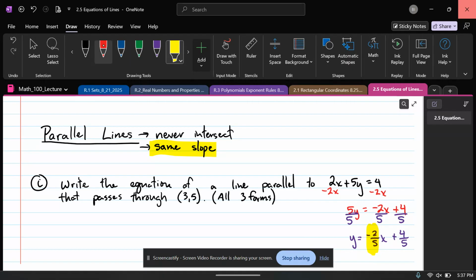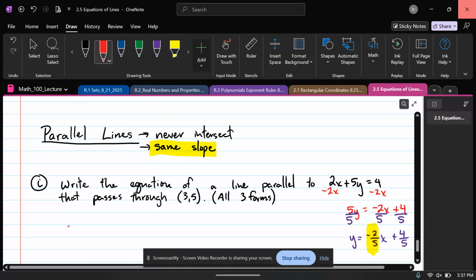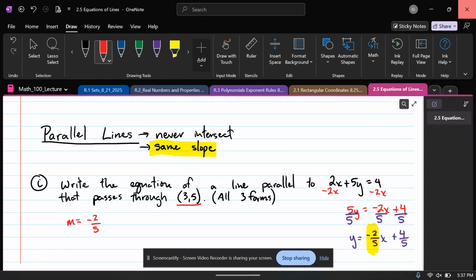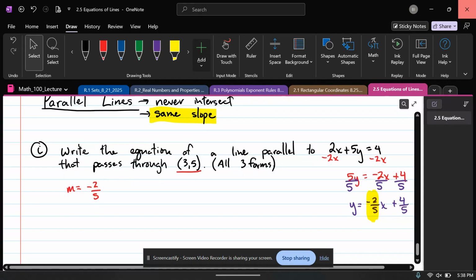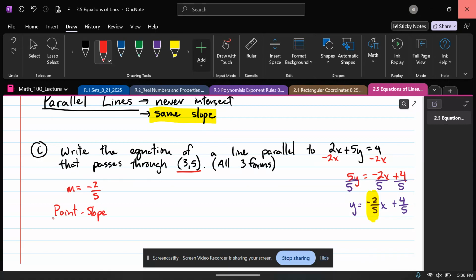Okay? So my slope is negative 2/5. I have the ordered pair (3, 5). So I'm going to start in point-slope form. I only have one ordered pair, so there's only one point-slope form to this. So my point-slope: y minus y1 equals m times (x minus x1).